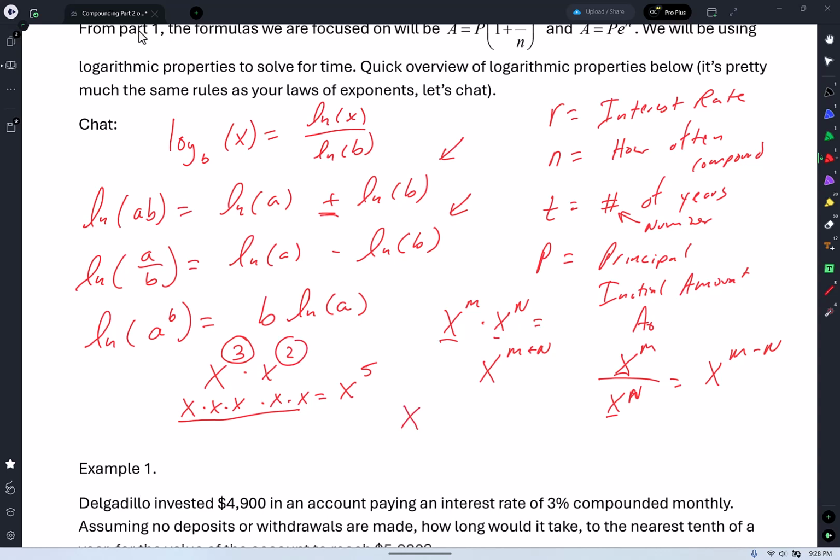And if you have the same thing, x to the power 3 over x to the power 2, well, x to the power 3 means x times x times x. X to the power 2 means x times x. Bam, bam. Oh, look, there's just one x. So it's the same thing as 3 minus 2. So yeah, that's how. See, they're pretty much similar.